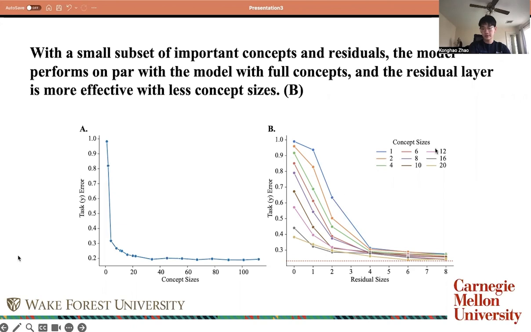More specifically, for the concept size of 20 and residual of 8, the value is pretty similar to the baseline of the full concept size. So here we show that with a small subset of concepts and the help of residual, the model performs on par with the model with full concept size.